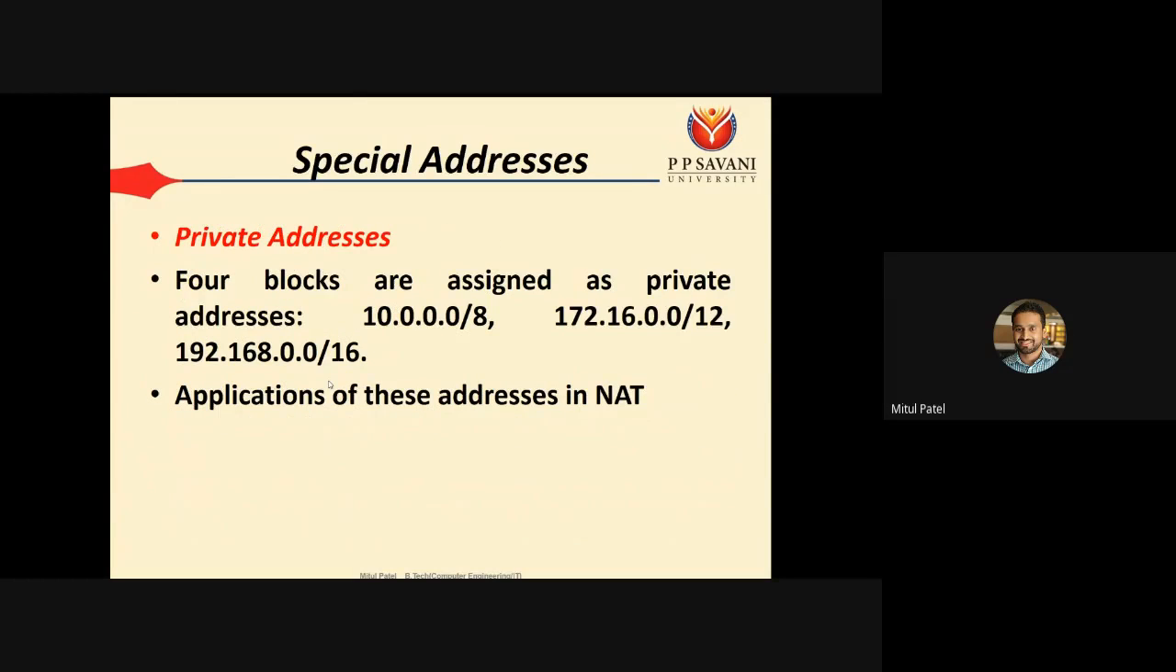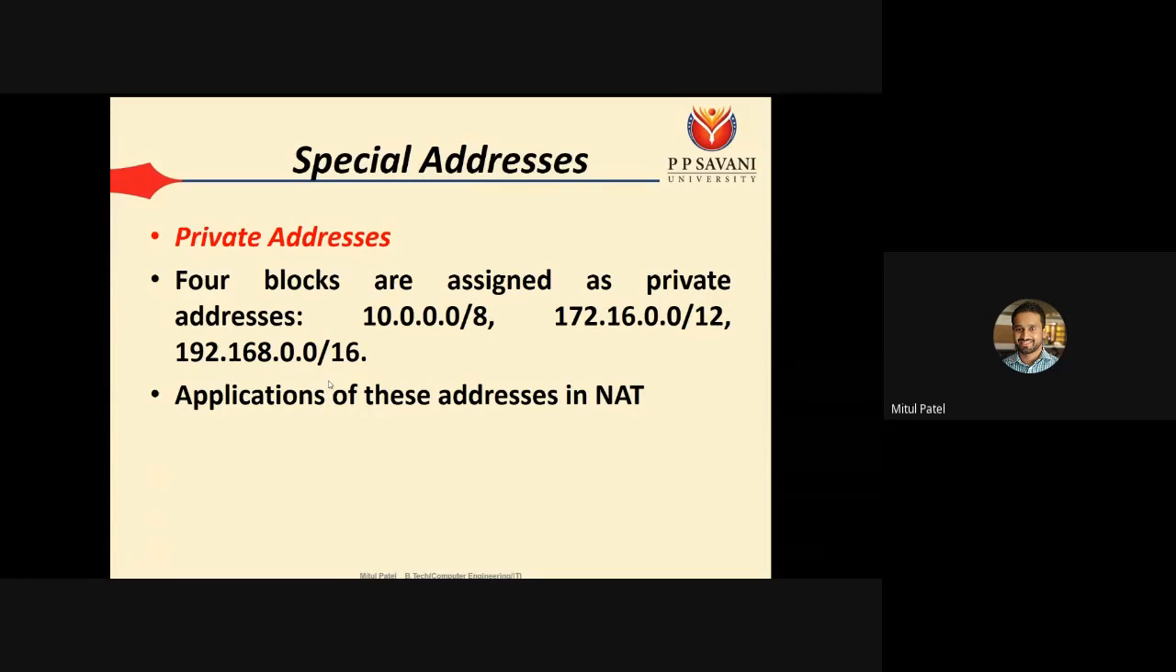The third one is the private address. Okay, there are 3 blocks, that is 10.0.0.0/8, 172.16.0.0/12 and 192.168.0.0/16. These are known as the private addresses and their application is in NAT. NAT is a special topic that we will learn soon. NAT is network address translation. The meaning of NAT is that within the network we have one common set of addresses, but when our data goes outside the network, we are assigned another address. So these are known as the private addresses.